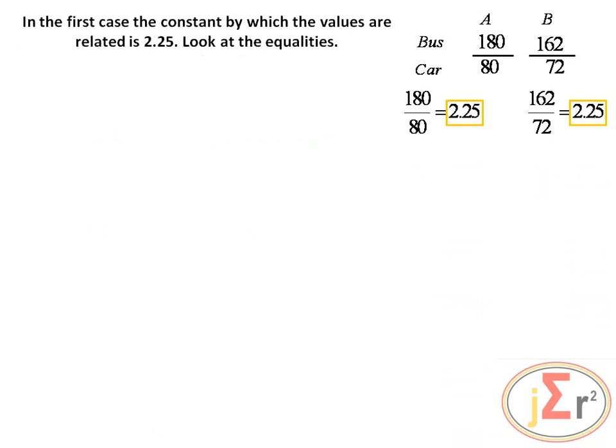In the first case, the constant by which the values are related is 2.25. Look at the equalities. There we have what we call the equalities, or we are saying that we can equate values when the constant is present.